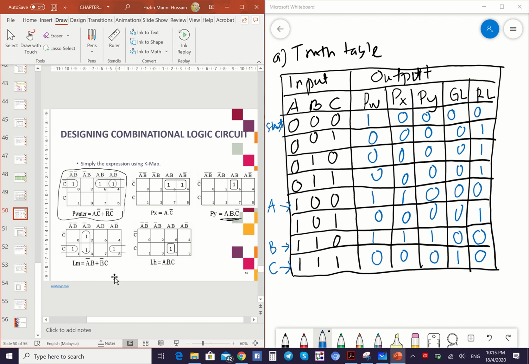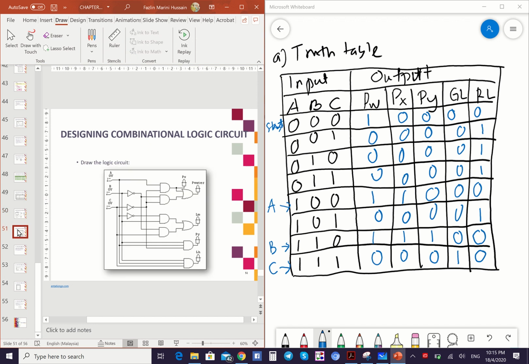Based on this K-map, you don't have to overlap the cells. You have 2 cells. Right, so this is the second step. And then the last step, based on the equations, you draw the logic circuit.